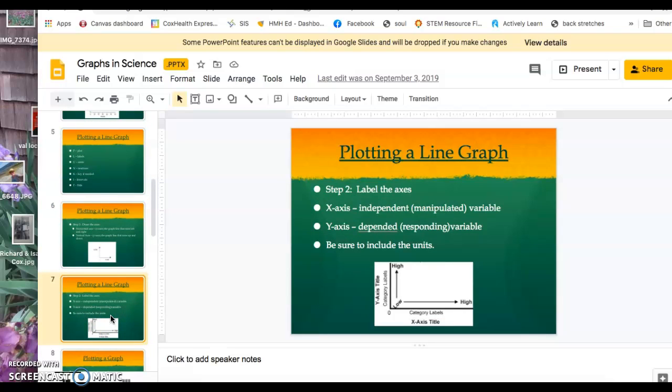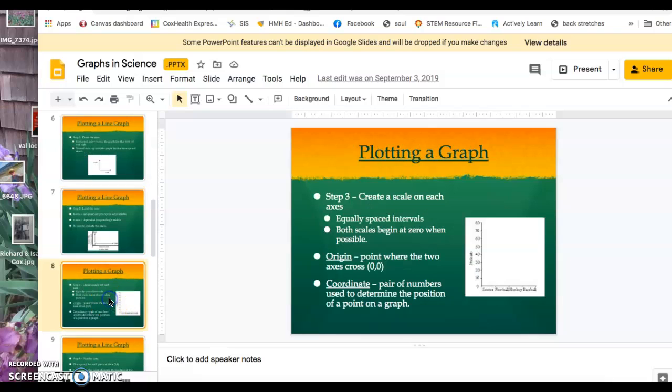Then you label them. Tell me what they are. What is it that's on each of your axes? Your x-axis is going to be your independent variable. That is the one that is purposely being changed in your experiment. It always goes at the bottom. The dependent variable always goes on your y-axis. And then don't forget those units.